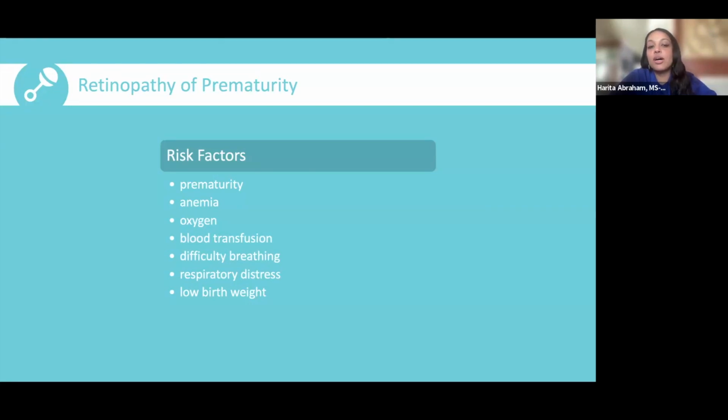But if you have too much oxygen, that can actually exacerbate, interestingly enough, retinopathy of prematurity. So when treating with oxygen, and when we have a high suspicion that an infant might have retinopathy of prematurity, we have to be mindful about that oxygen use.